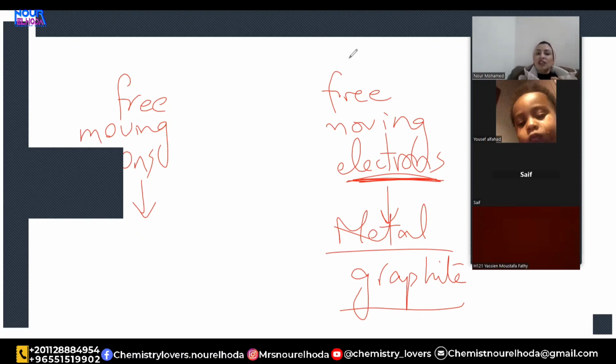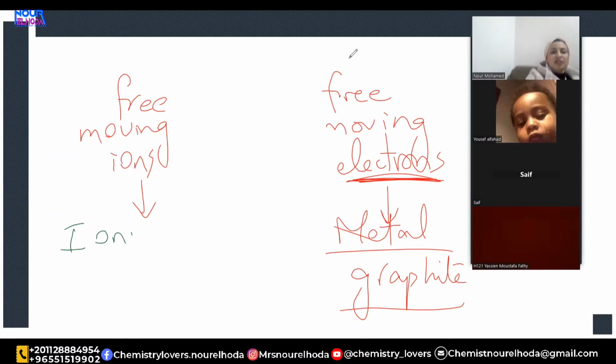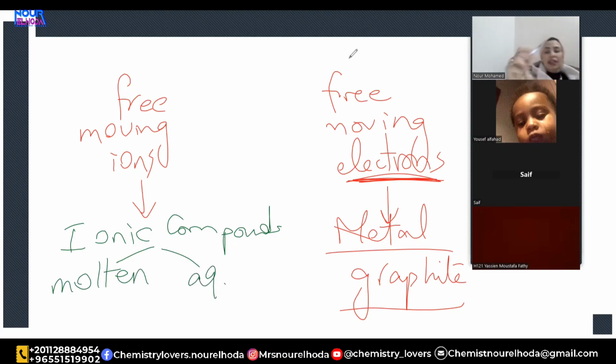When do I say it conducts electricity because it has free moving ions? Mainly in ionic compounds. But the point is the ionic compounds must be molten or aqueous. Aqueous means dissolved in water. If my ionic compound is a solid, it will never conduct, because the ions are going to be connected to each other.